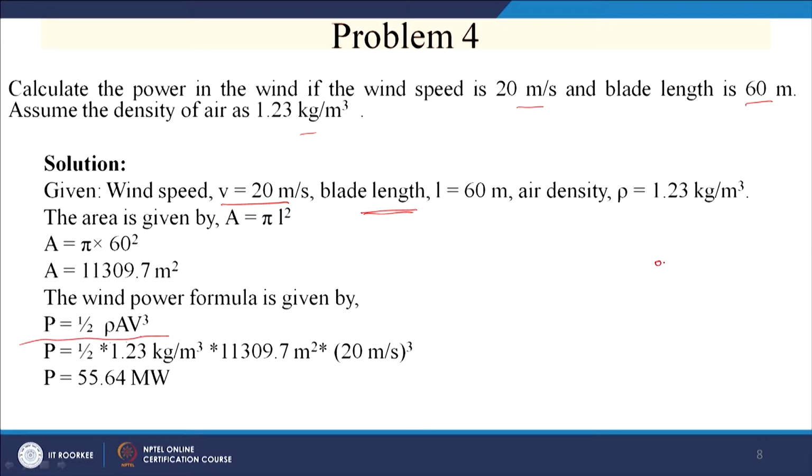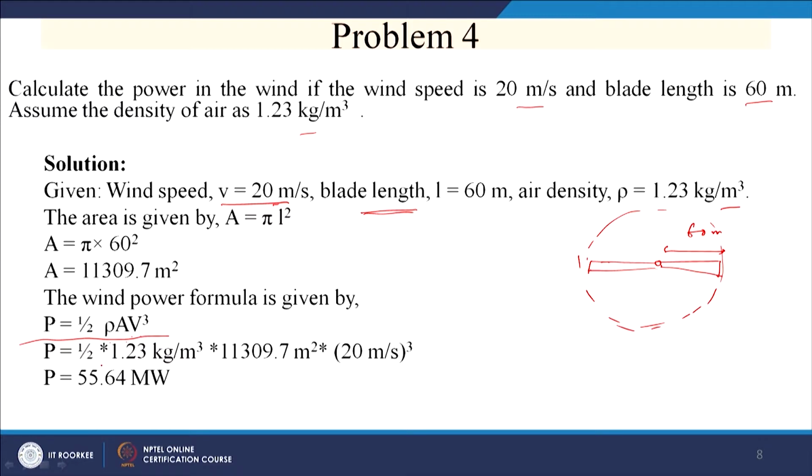So, this is our rotor. So, this is a blade, 60 meter. So, when it will be rotating, this area will be covered. So, this is the area A, and V is the wind speed, already 20 meter per second, and then rho is 1.23 kg per meter cube, already given. So, we will put this value here.